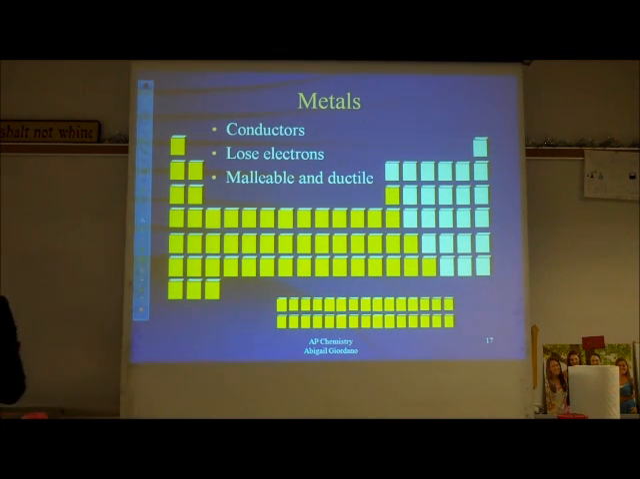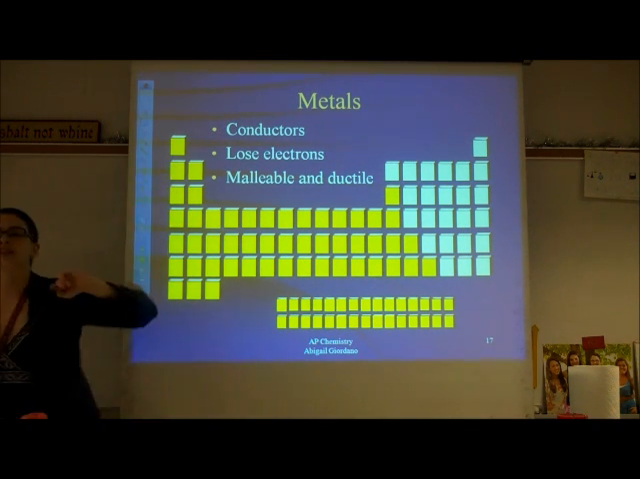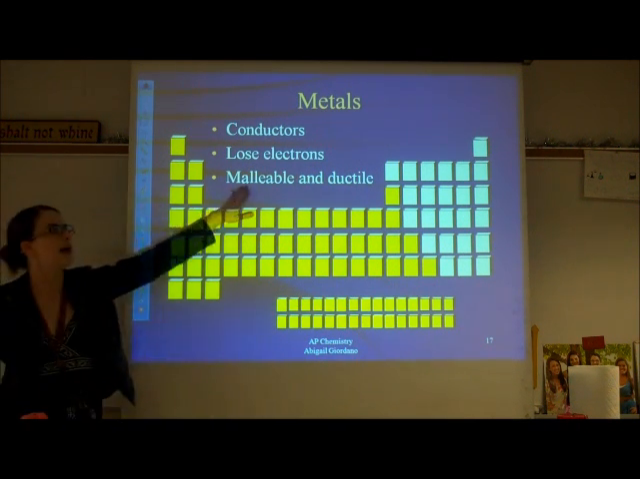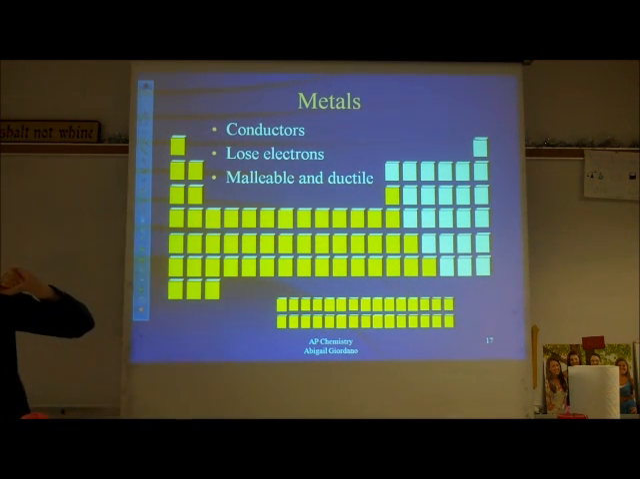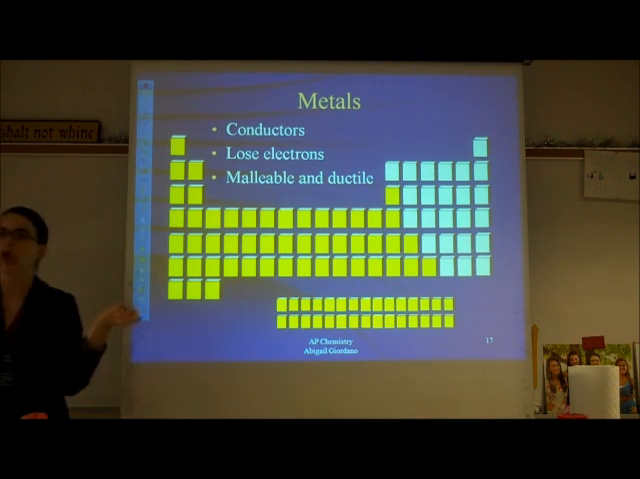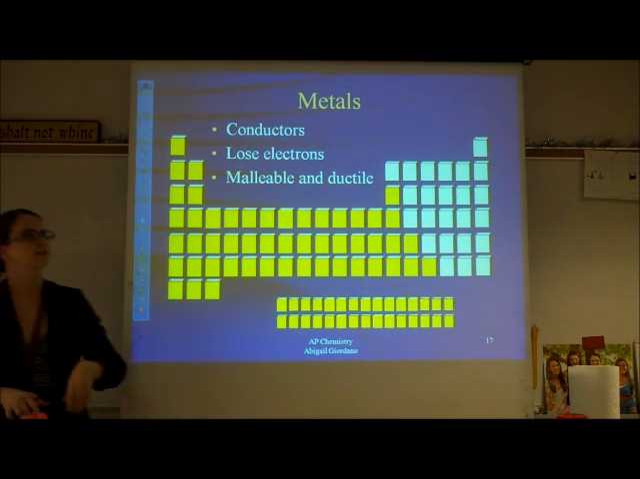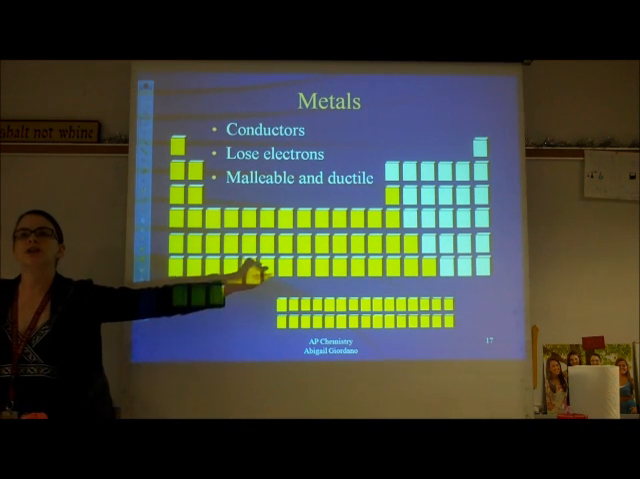You need to know some characteristics. Metals are excellent conductors both of electricity and heat. That is why you do not want to put a paper clip into an electrical socket. Metals tend to lose electrons, not gain them. What does it mean to be malleable? Bendable. What does it mean to be ductile? Not duct tape, no. Stretch it out into wires.